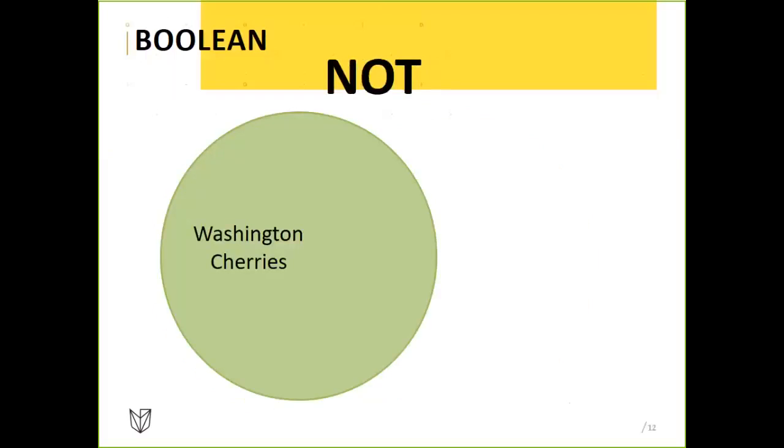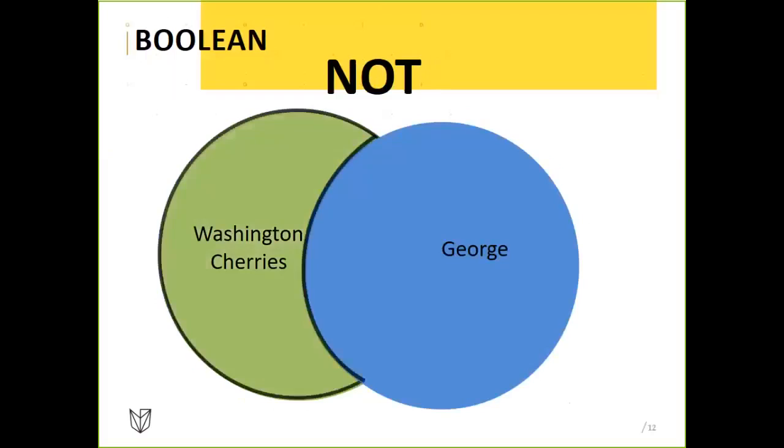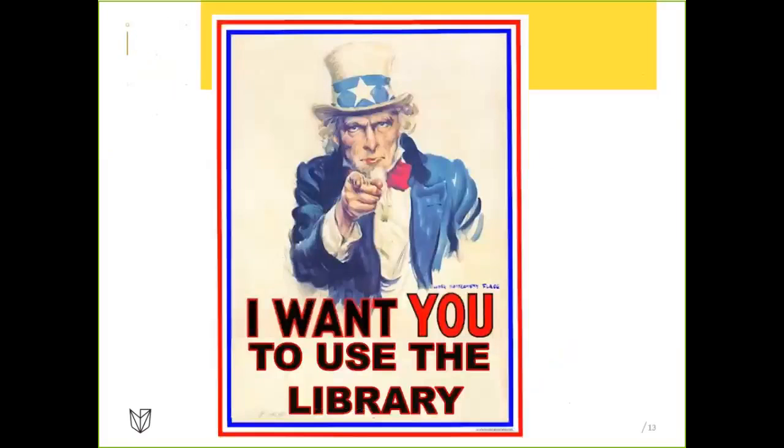And finally, the not, that's a completely different kind of thing. That's for seriously trimming down my results sometimes. Say I'm interested in Washington cherries, but I'm not interested in George Washington chopping down a cherry tree. I can tell it, find everything that has Washington cherries in it, but leave out the stuff that has George. Okay, there you go. That's my slideshow.